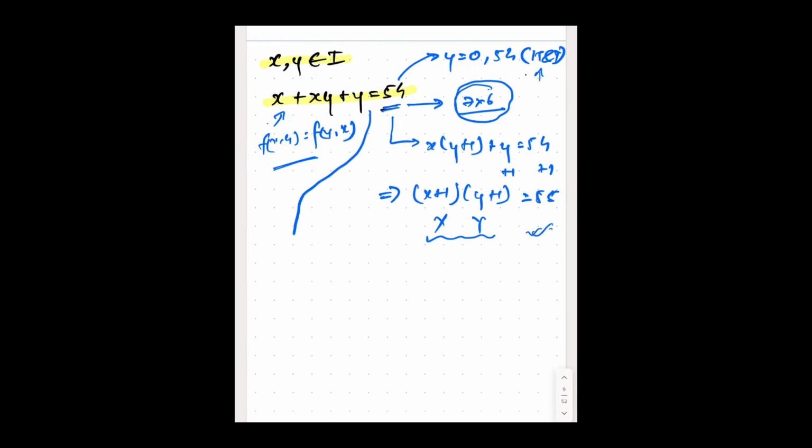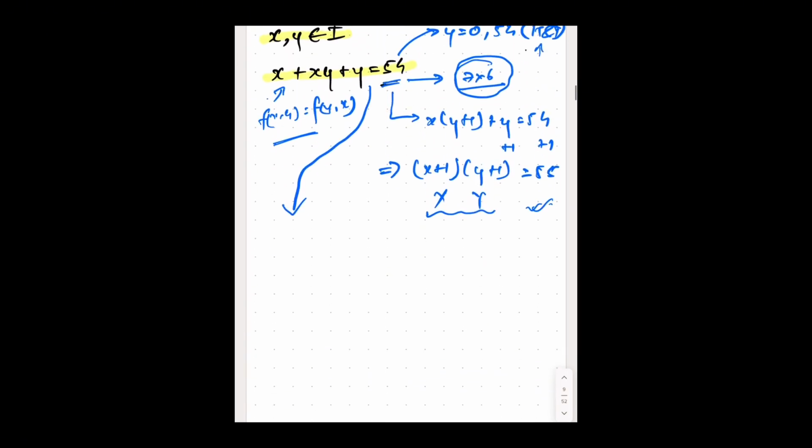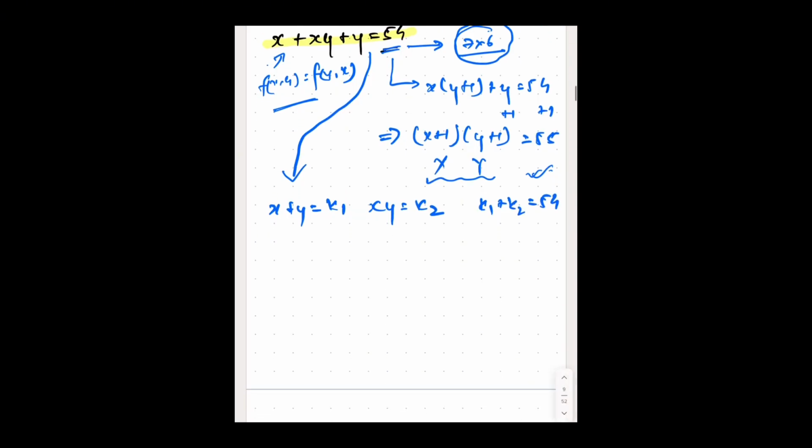Then we have to see another, more theoretical approach. Suppose x plus y is k1 and xy is k2, and k1 plus k2 is 54. Here I am trying to say x plus y equals k1 is a curve like this, and there is another curve like this, xy equals k2, and their intersection is the solution. We have to adjust k1 and k2, that is these curves, to get 54.